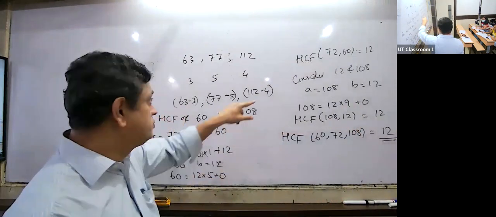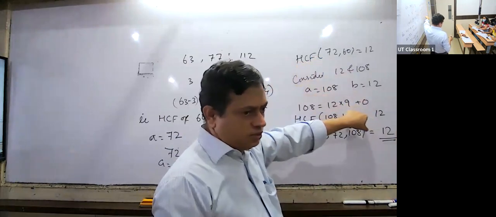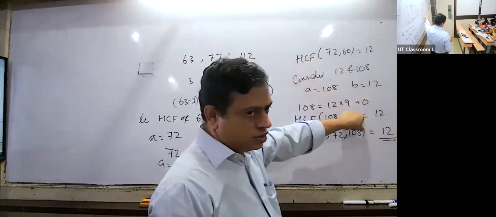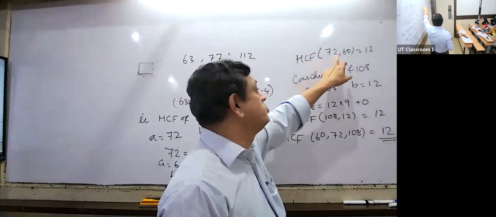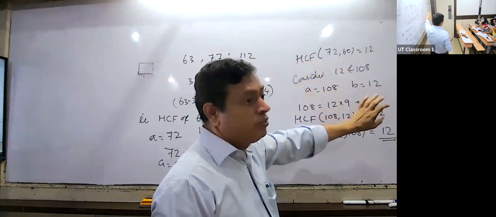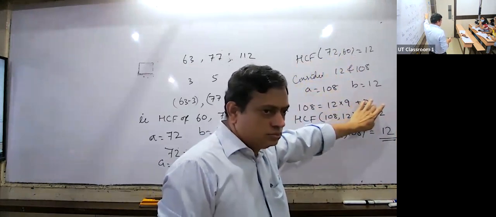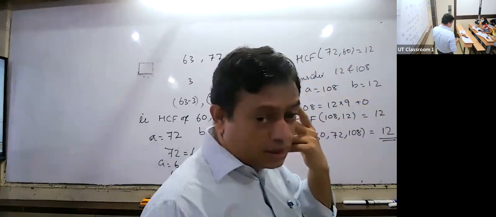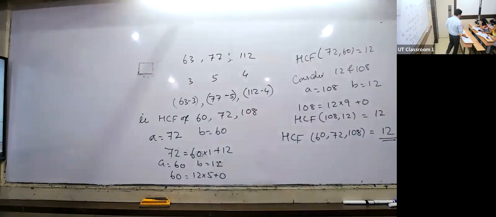Now look here. This HCF and this HCF may not be the same. It's not necessarily always the same. This can be smaller, but the answer is this one. Therefore, the largest number is 12.